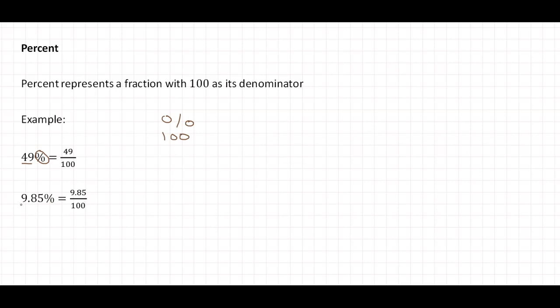And so 9.85% is 9.85, and then I need 100 as its denominator. So that's pretty much it: when you say percent, the number to the left of the percent is your numerator, and then 100 is your denominator.